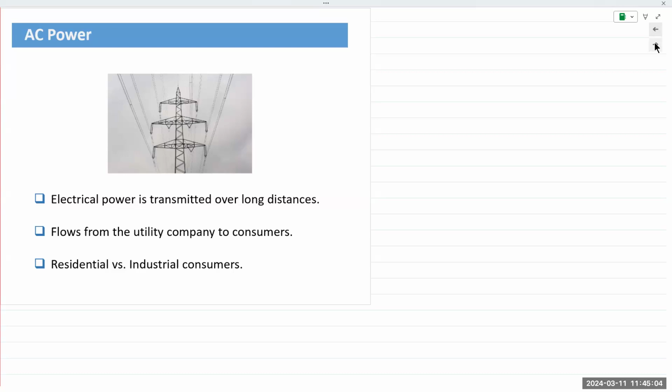Anyway, coming back to our topic. So electrical power is transmitted over long distances. Power flows from the electrical utility company to the consumer. Consumers are of two kinds, residential and industrial. For residential customers, most of the loads would be resistive in nature. There are some loads that would be considered inductive.